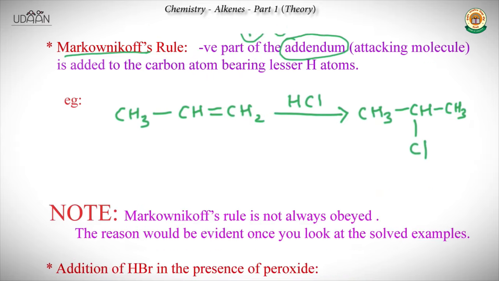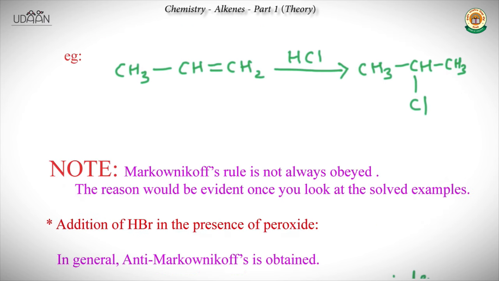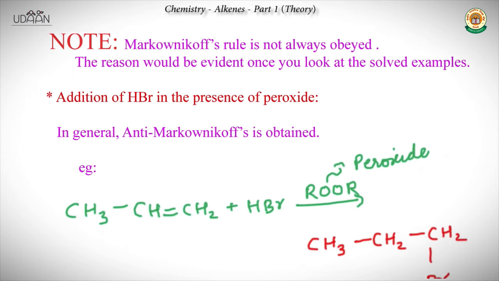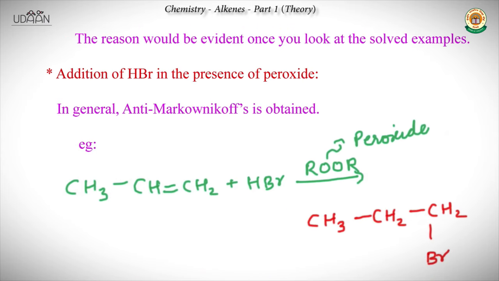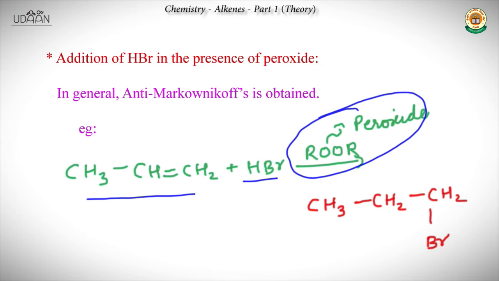But there will be some exceptions to it. Obviously, because this is chemistry. You'll come to know it once you look at the solved examples of it. Okay, so we're going to have Markovnikov and anti-Markovnikov products. Okay. And the very next example will tell you that there is a possibility for an anti-Markovnikov product, which is addition of HBr to an alkene in the presence of a peroxide. This has a very particular name and it's called the Kharasch effect.